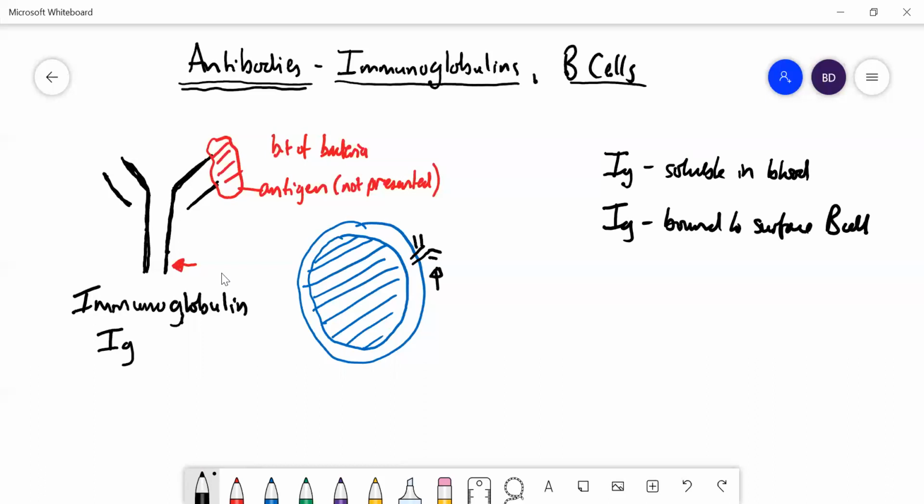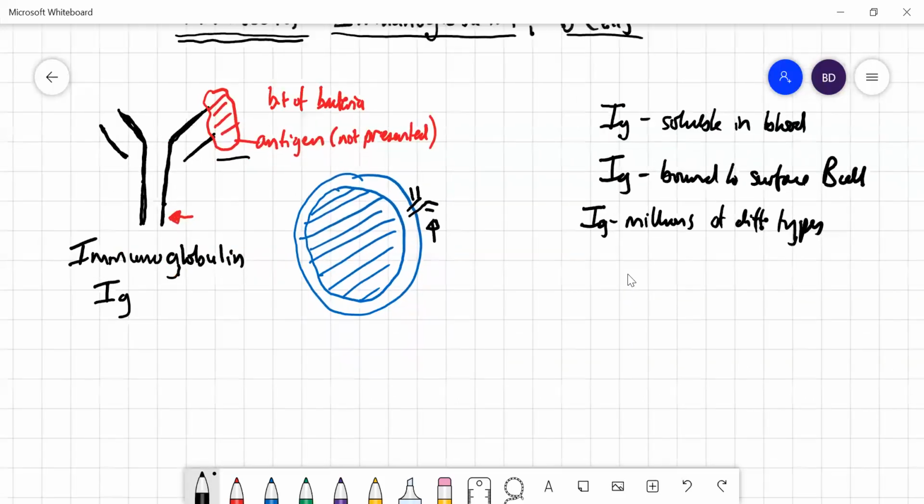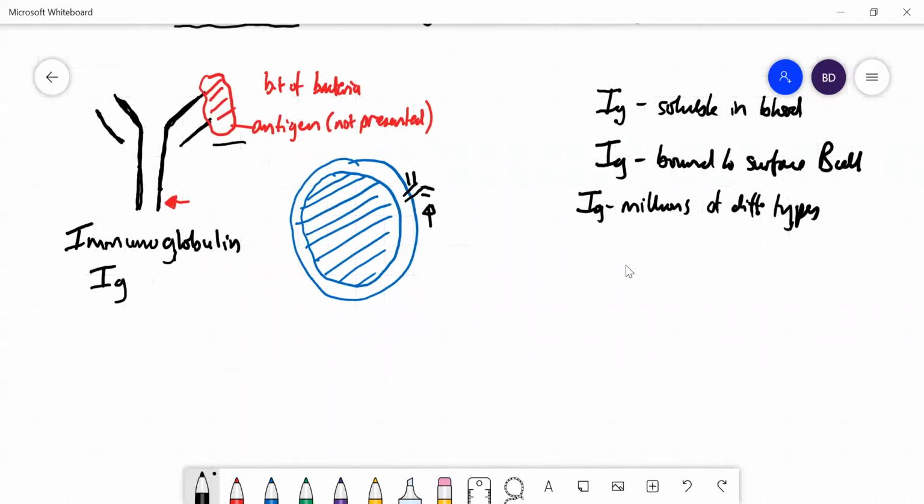Now, this is a very similar situation to the T cell receptors. There are millions of different types of immunoglobulin. For example, the one I've drawn here may bind a bit of one particular bacteria, but there'll be lots and lots of different types, and each one will bind something slightly different. How do they all arise, even though there's only one set of genes for an immunoglobulin? Well, it's the same procedure as with the T cell receptor.